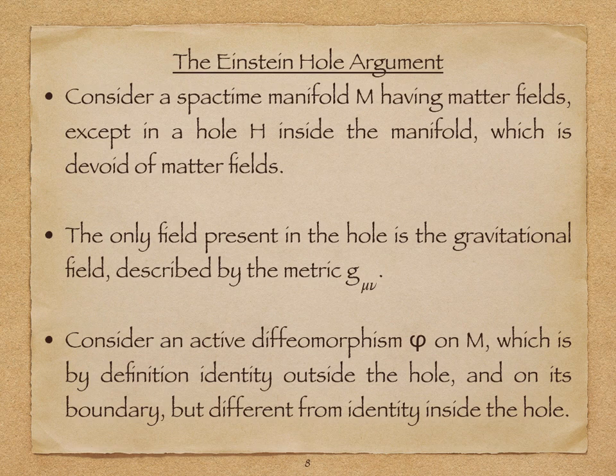So I choose a particular definition of this diffeomorphism which is such that we don't move the points, don't make any coordinate transformation outside the hole. Phi is unity, it's identity outside the hole. So outside the points don't move, but on the boundary also the diffeomorphism is identity, but it is different from identity inside the hole. That is, we are now going to make a coordinate transformation only inside the hole.